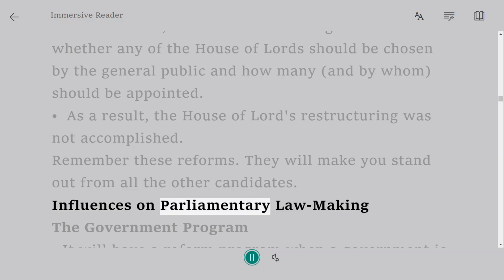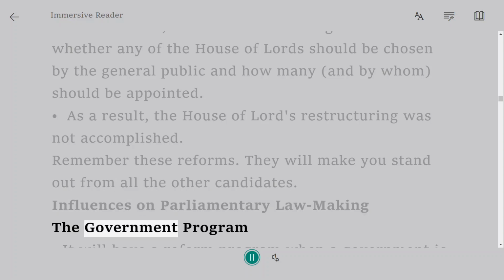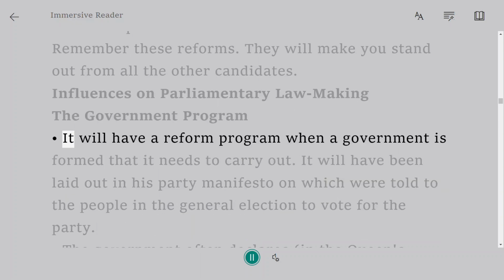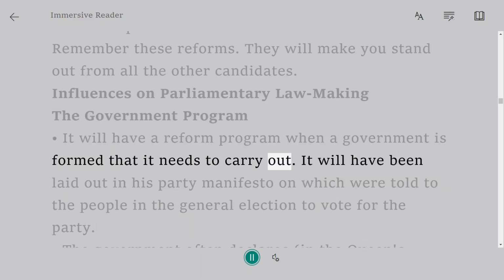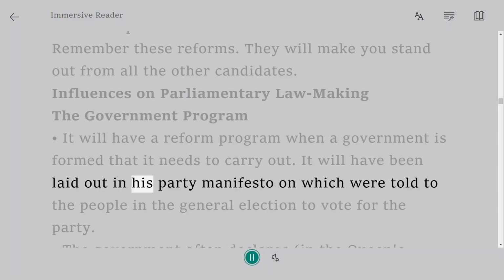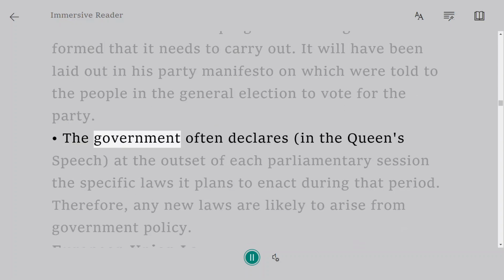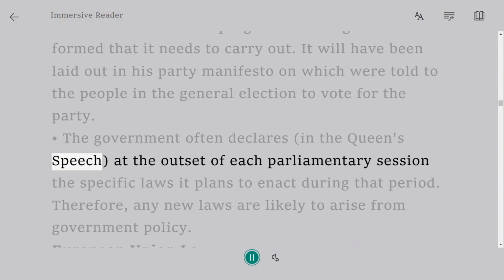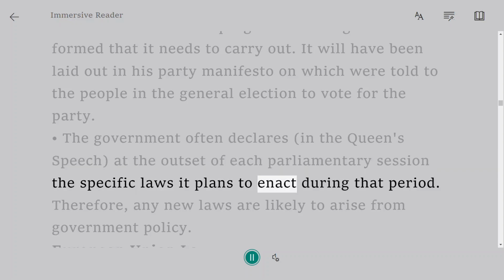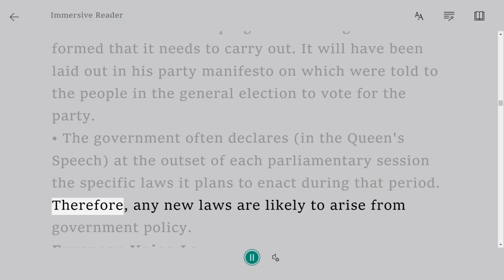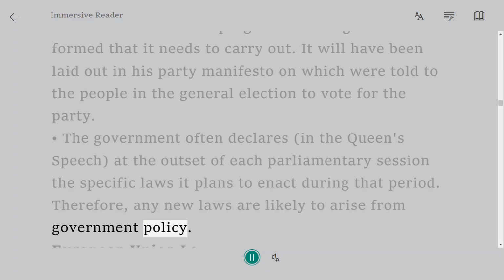Influences on parliamentary lawmaking. The government program. It will have a reform program when a government is formed that it needs to carry out. It will have been laid out in its party manifesto, which told the people in the general election to vote for the party. The government often declares, in the Queen's speech, at the outset of each parliamentary session, the specific laws it plans to enact during that period. Therefore, any new laws are likely to arise from government policy.